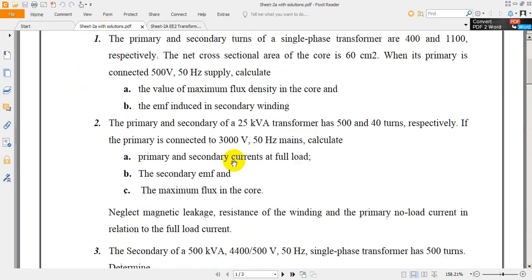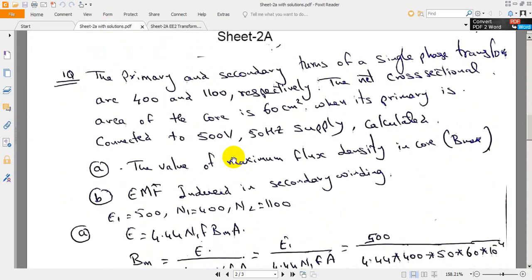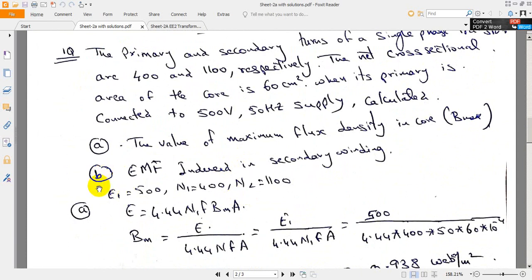To start with, if we go to the solution, the given data is E1 is equal to 500, N1 is equal to 400, N2 is equal to 1100. The net cross sectional area A is given as 60 centimeter square, supply voltage is given, frequency is also given. The first parameter that we need to calculate is the maximum flux density in the core. The relationship between the maximum flux density and the induced EMF is given as E is equal to 4.44 N F Bm A.